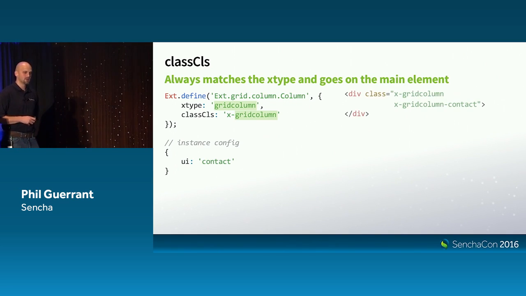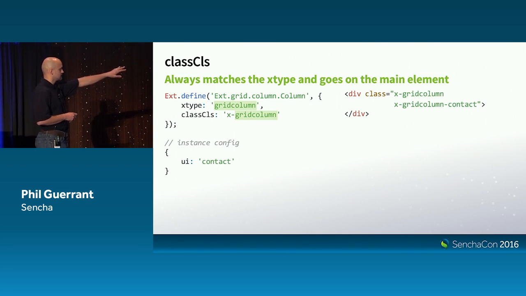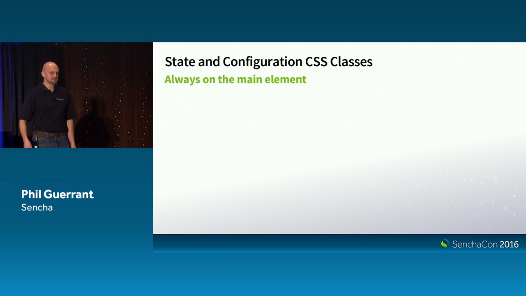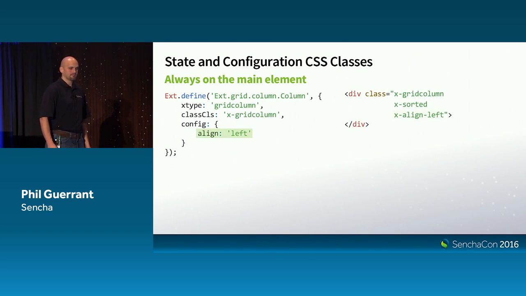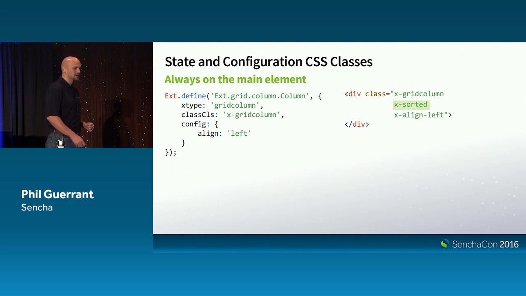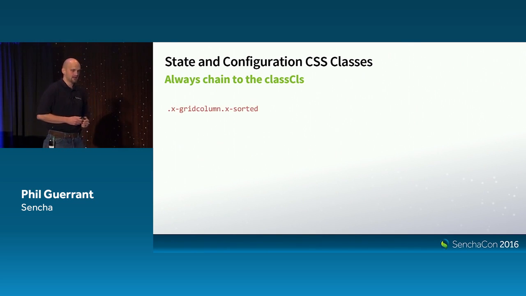If we configure that with a UI, once again, we've got the classCls and the UI classCls on the main element. The other thing that goes on the main element are state and configuration classes. So these would be things like align-left and sorted. If the column has a sorted state, that would go here. Notice these don't contain any information that identifies the xtype or the UI of the thing we're styling. And so that means that these have to be chained to the classCls to style the component.